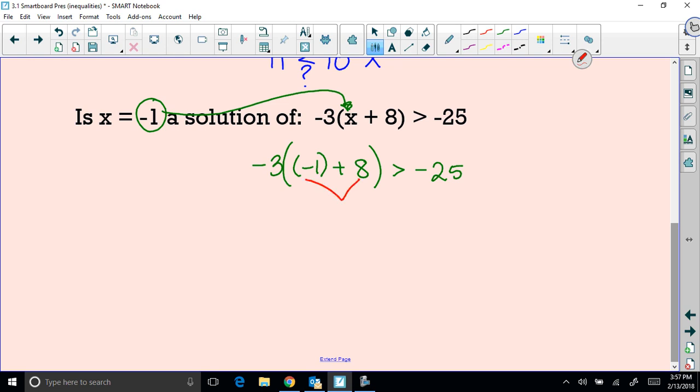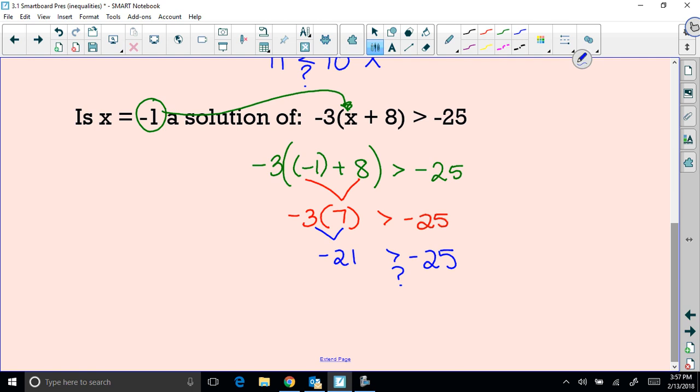I can simplify inside those parentheses, so I can save myself a step. So -1 plus 8 is 7. Then I'm going to bring down my negative 3, bring down my greater than, and my negative 25. Okay, and then I'm going to multiply, and that's negative 21. And so the question is, is negative 21 greater than negative 25?